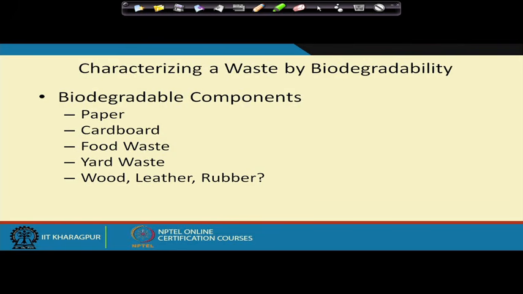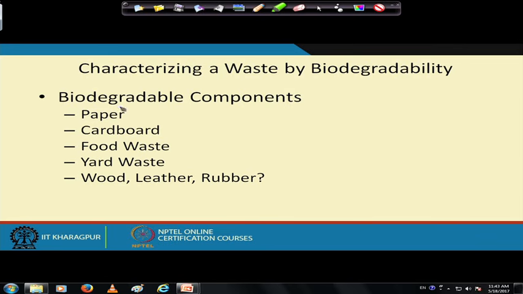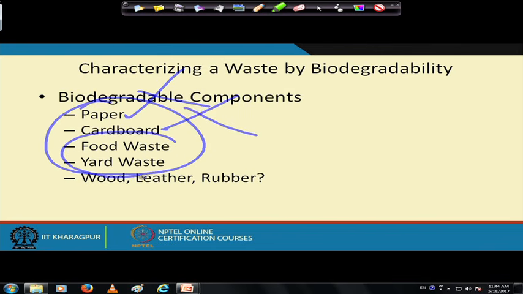So before we go for the compost plant, we need to know what the biodegradable fraction is. And what are those biodegradable components in a waste stream? Typically when we talk about the biodegradable component, we are looking at paper, cardboard, food waste, yard waste. These are the major ones. From an Indian context, most of the paper is taken away by the rack pickers, so it's not available. Cardboard could also be taken, so it may not be available. So what we essentially have is the food waste and yard waste.